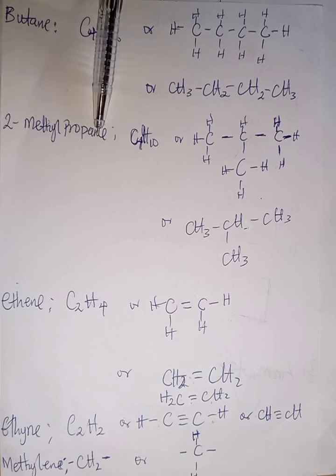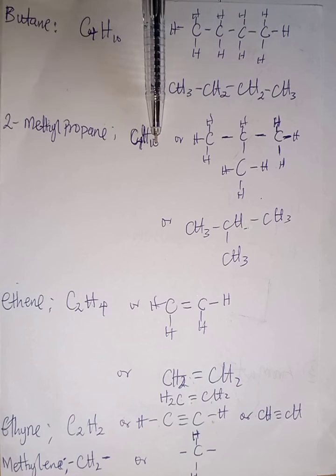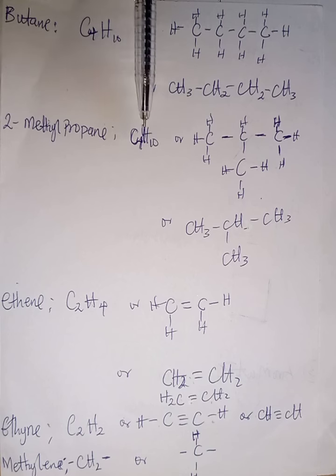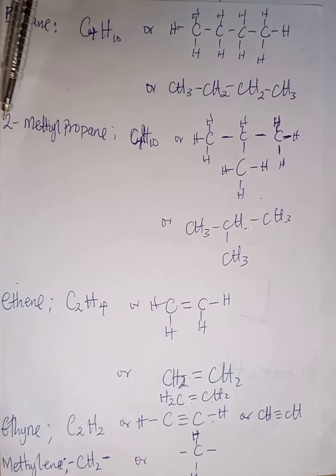So this is 2-methyl propane. You can see C4H10. It's still C4H10. How come? This one is C4H10, this one is C4H10. It's possible in organic chemistry. And in this case, this one has butane as a name, and this one has 2-methyl propane.